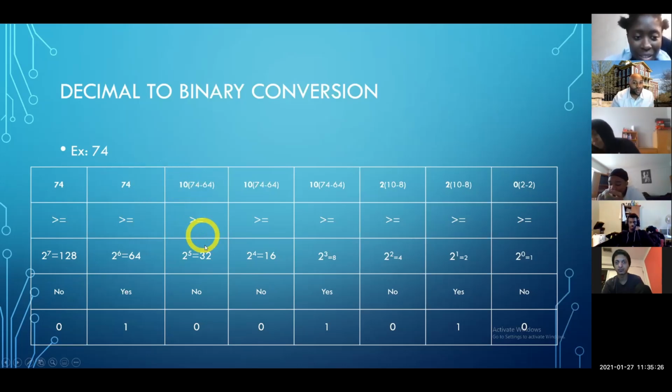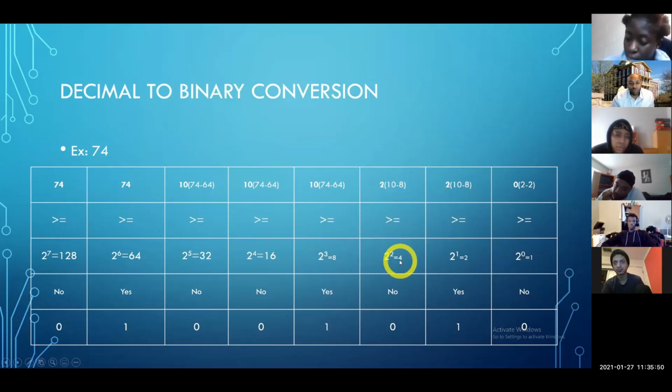Is 10 greater than or equal to 32? That's a no. Pull this over. Is 10 greater than or equal to 16? No. 0. Pull this over again. Is 10 greater than or equal to 8? Yes. So now we have a 1. We subtract 8 from this 10. We have 2 remainder. Is 2 greater than or equal to 4? That's a no. Pull that over. Is 2 greater than or equal to 2? Yes, it is. That's a 1. We subtract 2 from 2, which leaves us with a 0. And you see that last one would be a 0.